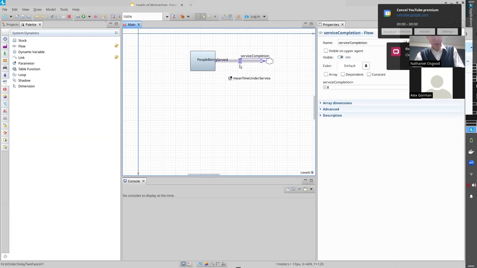In this case, the formula for service completion will be what? You tell me. What will the formula here be? First of all, what will it depend on? On what will this value for this flow depend? People being served. Okay, people being served is one. And what's the other one? Mean time. And the mean time, exactly. So we're going to drag in.